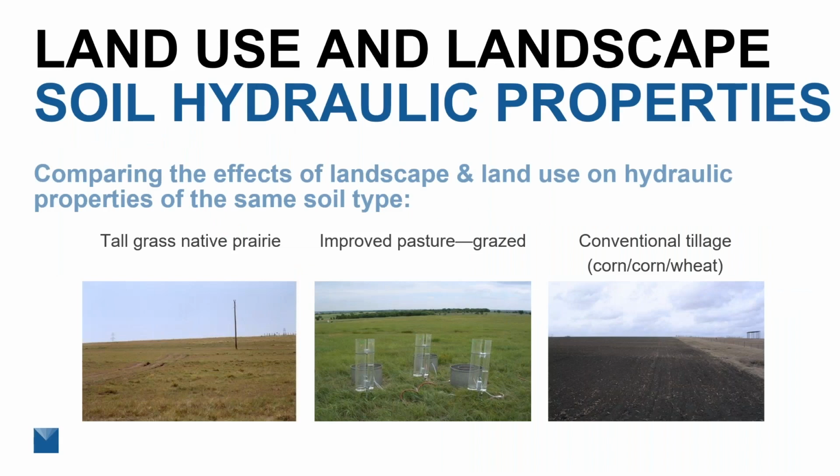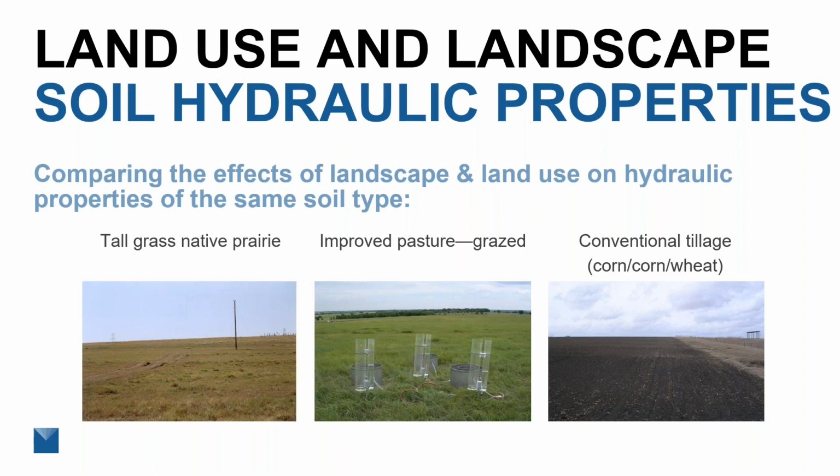What are some other applications? Well, this is based on some research that I did throughout my graduate studies. And we were looking at the impacts of land use and landscape position on hydraulic properties of the same soil type. In this case, it was a Houston Black soil. And we looked at 3 different land uses: the tall grass native prairie, an improved pasture, and a conventional tillage field that were in a corn wheat rotation.